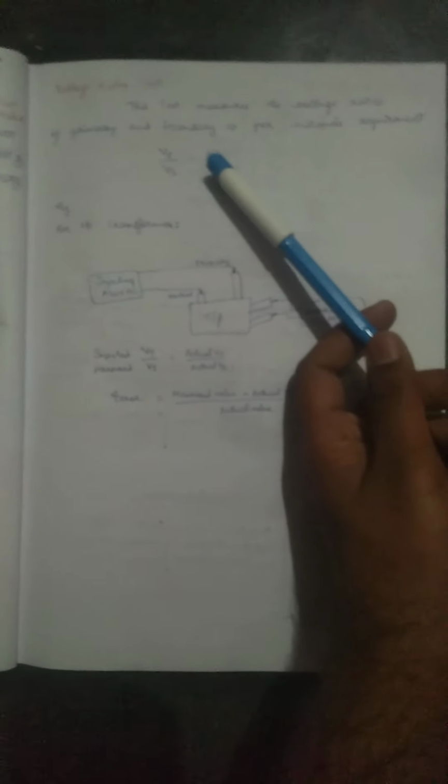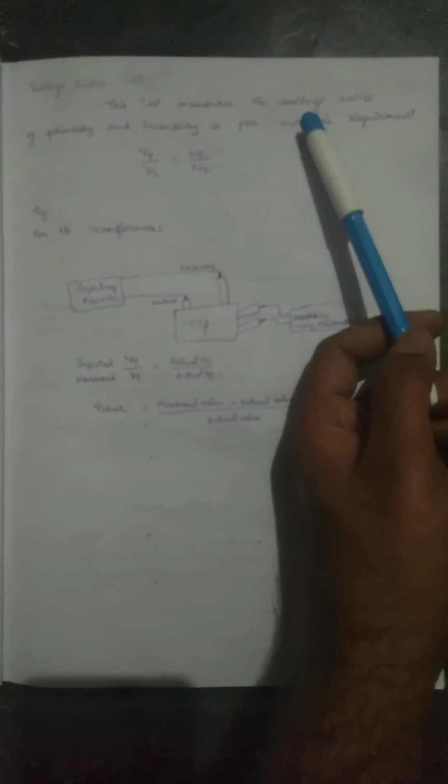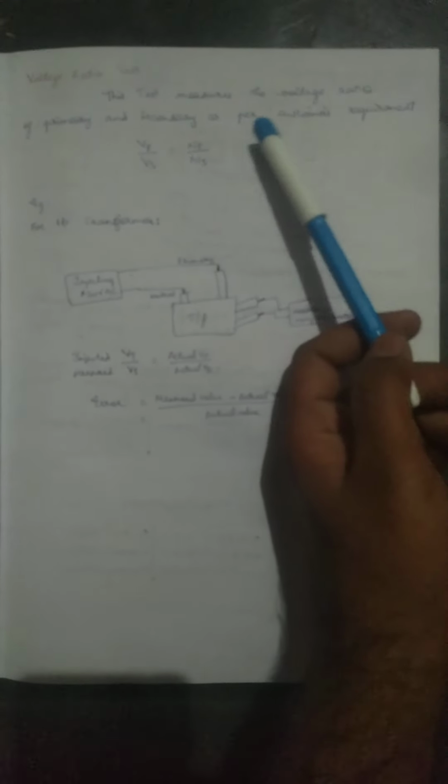So normally the voltage ratio testing is commonly carried out by test measurements between the voltage ratio of your primary and secondary as per the customer's requirement. A common terminology you know very well is that V primary divided by V secondary is equal to N primary divided by N secondary. So these are just the common formulas to check the voltage ratio of your transformer.